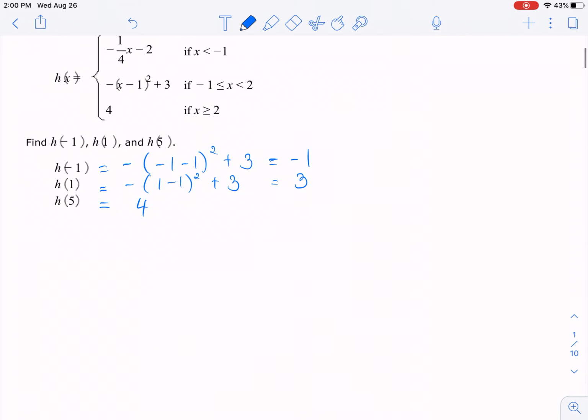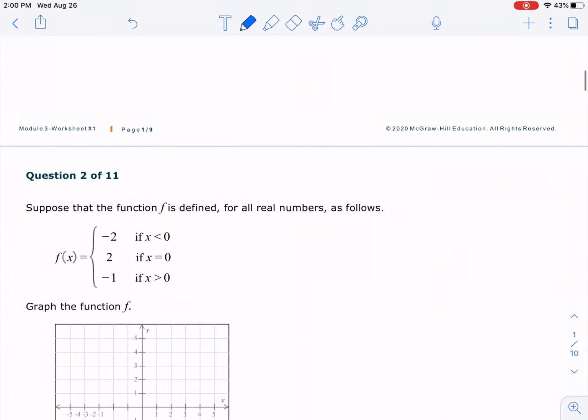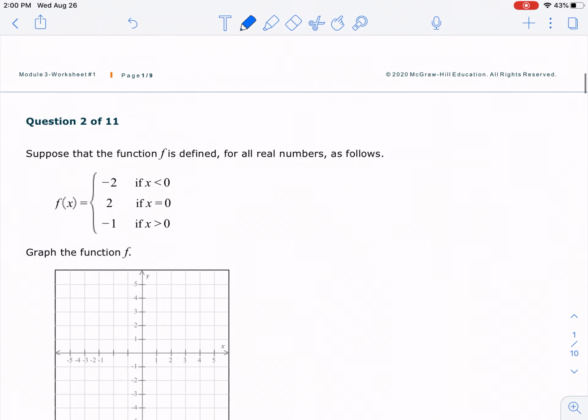Same thing with graphing. For graphing, you look at the interval and then you graph. As you can see right here, we have constant, constant, and constant. So pretty much what we have is just straight lines. Now we have three different things we have to take care of.